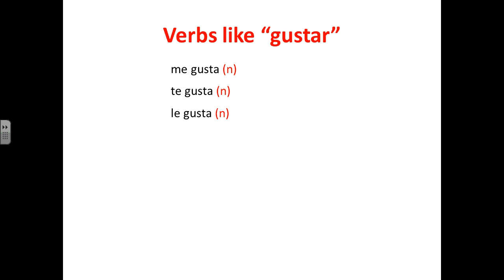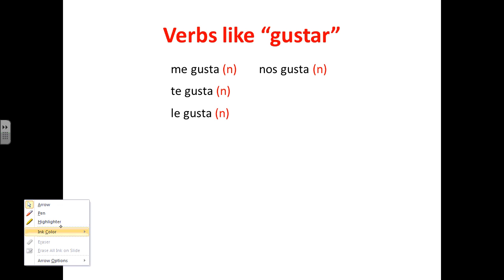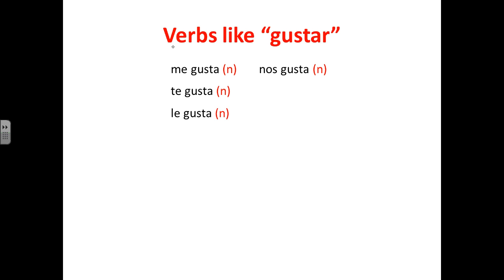Okay, le gusta is he, she, or you like. Now remember that the me, te, le agrees with the person. The me, te, le, nos is the person, and the gustar, gustan is the thing that you like or that you don't like. So me, te, le, nos, os, right? You all, Spain, like, and then les is you all, they.